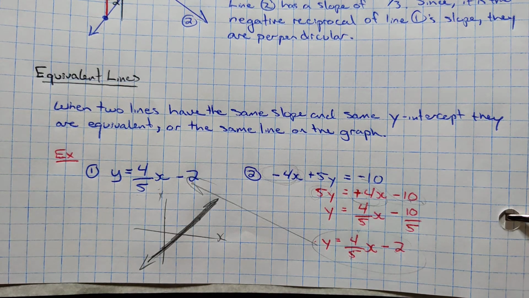So parallel lines never touch, same slopes, different y-intercepts. Perpendicular lines, negative reciprocal slopes. We don't care about the y-intercepts. And equivalent lines have the same slope, just like parallel lines, but also have the same y-intercept.